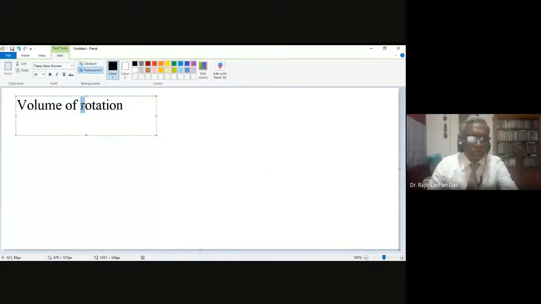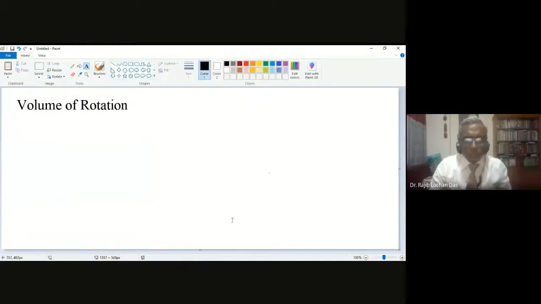So here you have two words. One is volume. You already know what volume is, and another word is rotation. So you need to understand why the word rotation is coming here. You will understand gradually, no problem. Let me just start with an example.